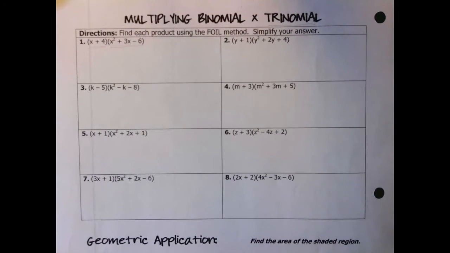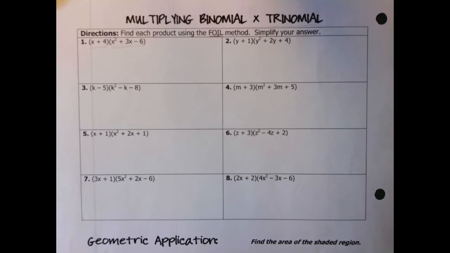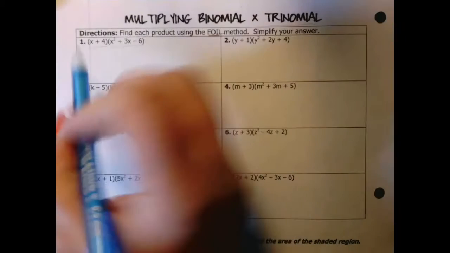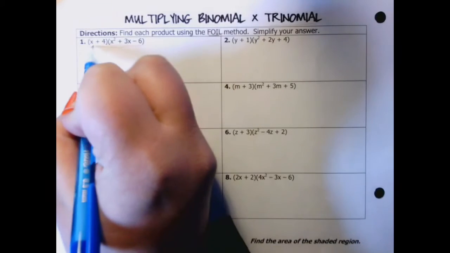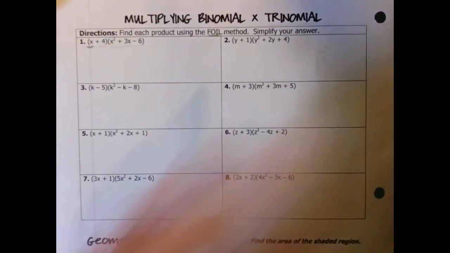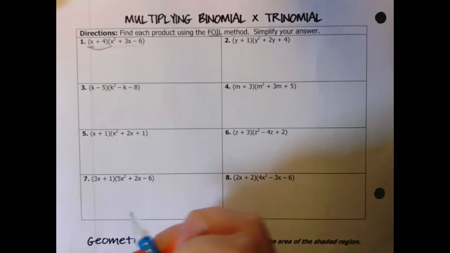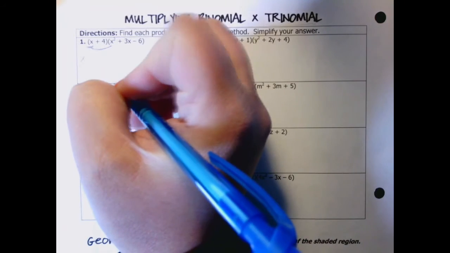And this is going to be very similar to what we were doing when we multiplied the binomial by the binomial. So we used that FOIL method, and we're going to use basically the same thing here, or if you want to think of it as distributing, that works also. So when we have x plus 4 times x squared plus 3x minus 6, we're going to take that first term, my F, multiplying it by that first term. So x times x squared, I'm going to keep my base, add my exponents, 2 plus 1, giving me 3.